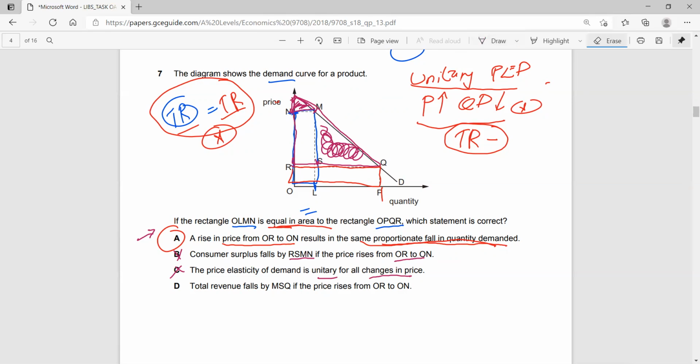And if you look at the last one, which says that total revenue falls by MSQ if price rises from OR to ON. So if you look at total revenue, in fact, we've already talked about this. We've already shown how both the triangles represent total revenues at different prices, and the total revenues are the same. So clearly, the total revenue should not fall, and thus you can cross this out as well.